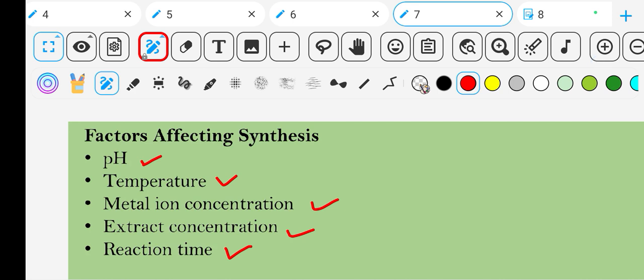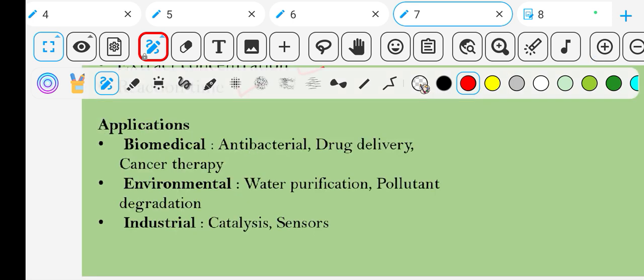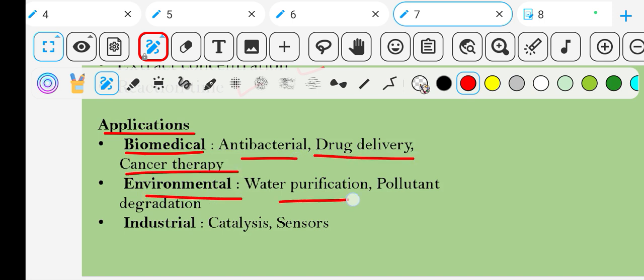Then after this we have its applications. It can be used in biomedical applications, where it can be antibacterial, drug delivery, or cancer therapy; in environmental applications, water purification and pollutant degradation; and in industries it can be used for catalysis and sensors, and there are many more applications further.